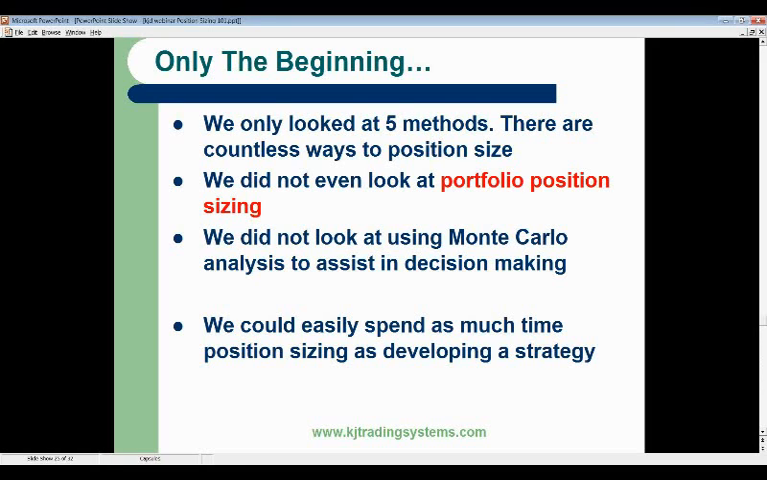So this obviously is just the beginning. We only looked at 5 methods, and like I said, there's a ton of different ways to position size, especially when you look at all the little iterations. Percent risk, for example, you could do 1%, 2%, 3%, up to whatever, 20%.